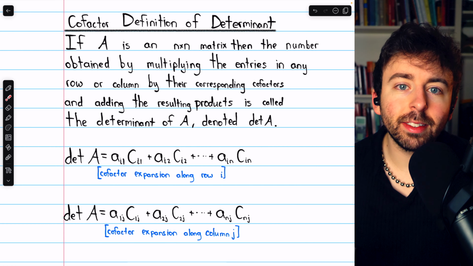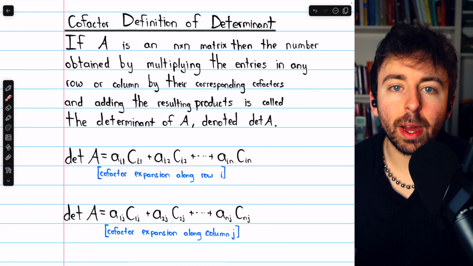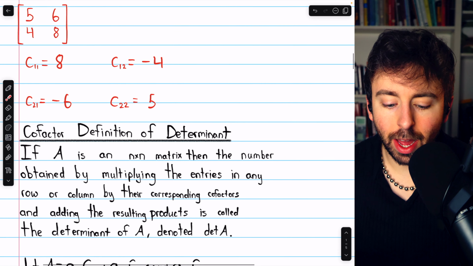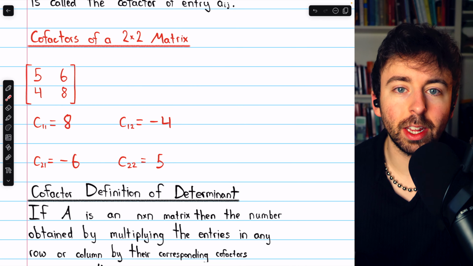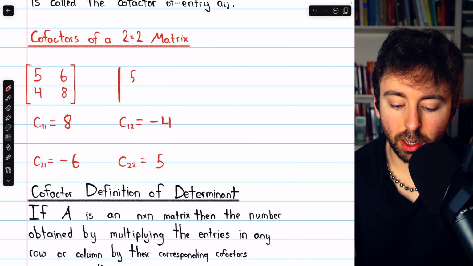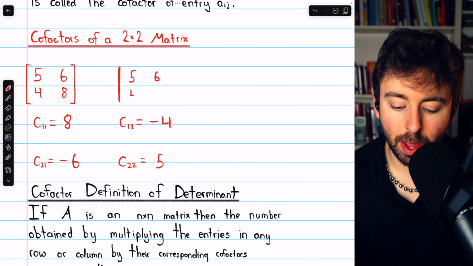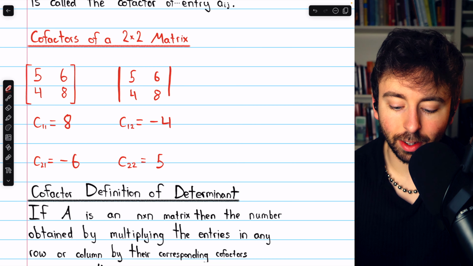Now, before we apply this definition to find the determinant of a 3 by 3 matrix, let's go back up and apply it quickly to this 2 by 2 matrix, since we already calculated all of its cofactors anyways. The determinant, of course, can be denoted like this. It looks just like a matrix, but it's just straight lines on the sides.